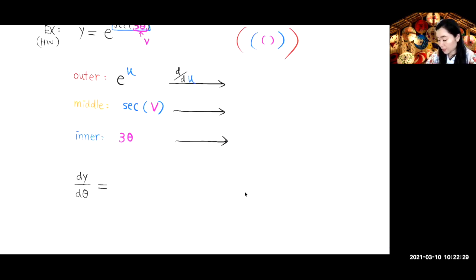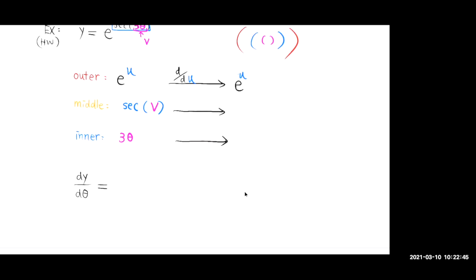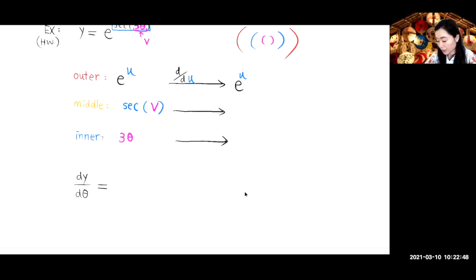So differentiate the outer function with respect to u. Remember, this is the differential operator, which means differentiate this function with respect to u. What do we get? e to the u. Yeah, you got it. And then now get to the middle one. We're going to differentiate this with respect to v. And what do we get over here? What's the derivative of secant? Remember SST? I hear you. So that will be secant v times tangent v.